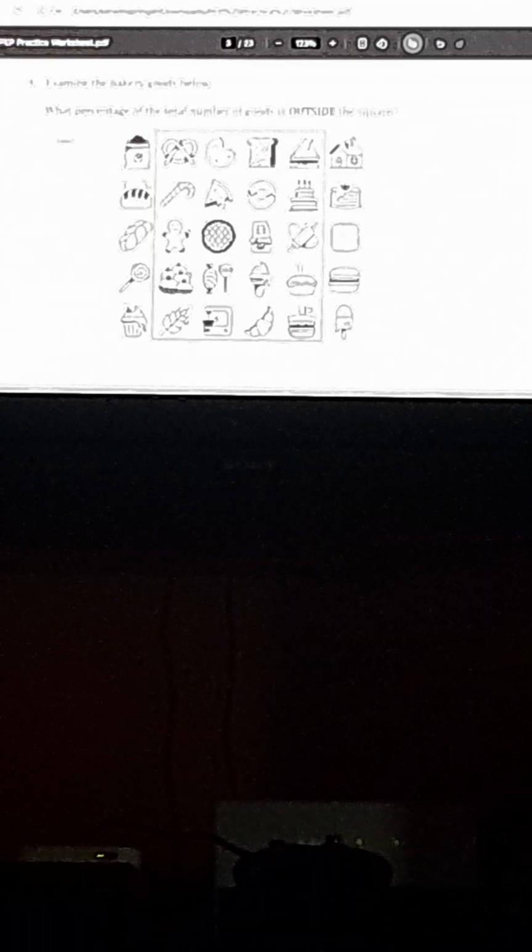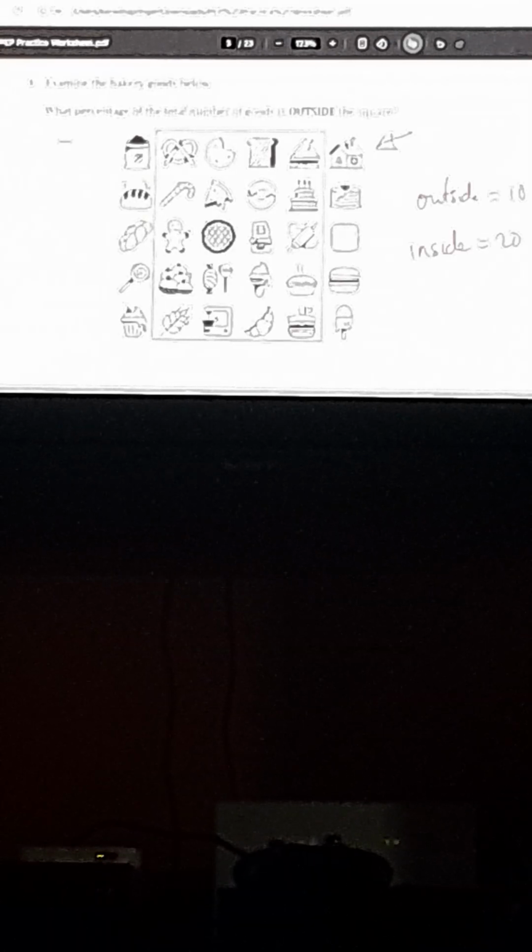Examine the big goods. What percentage of the total number of goods is outside the square? Oh, I guess this is a gingerbread house. I wanted to know what that is. This is a gingerbread house. What percentage of the number of goods is outside here? So we just need to see outside. How many do we have outside? Can you verify that we have 10 outside? And how many do we have inside? Inside we have 20, right?